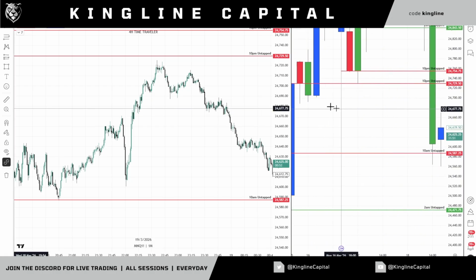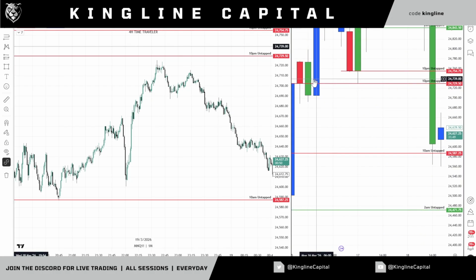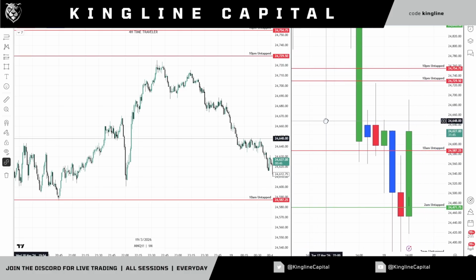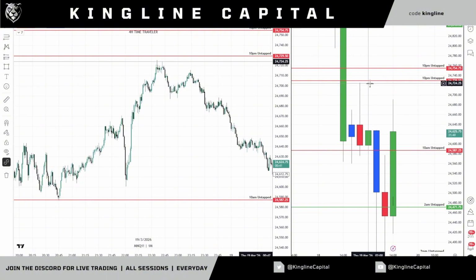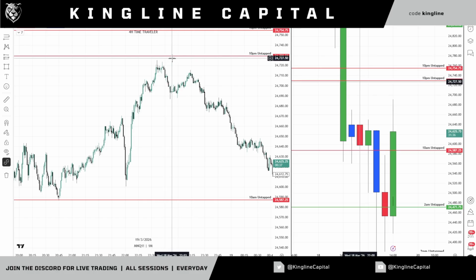So I've marked these levels out, right? This hasn't been hit, this hasn't been hit, and this down here hasn't been hit. Okay. This 10 p.m. candle opens up. And man, it gets really close to this untapped level.